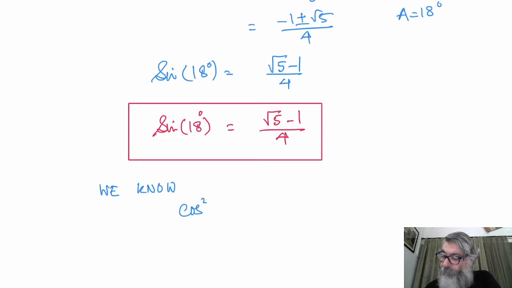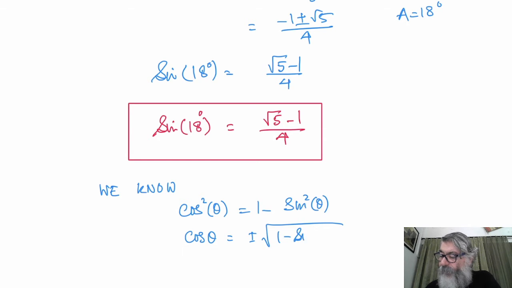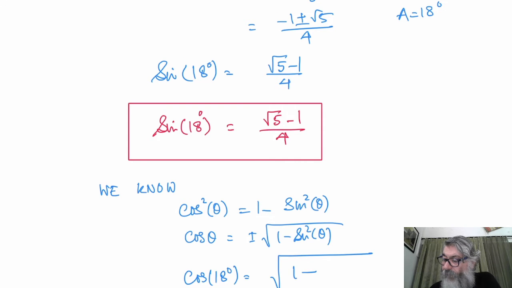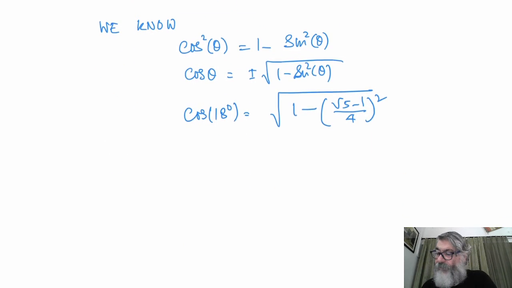cos square theta is 1 minus sin square theta, or cos theta is plus minus under root 1 minus sin square theta. But because we are talking of theta as 18, I am going to take plus sign only. So cos 18 will be equal to 1 minus square of this. What is the value of sin 18? Root 5 minus 1 upon 4 whole square. This is just calculation, nothing else.